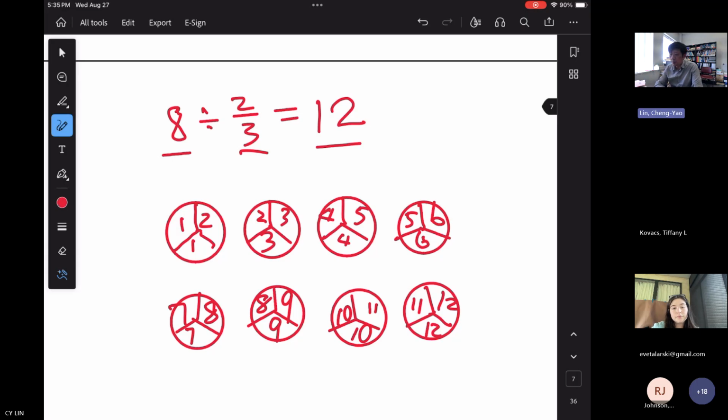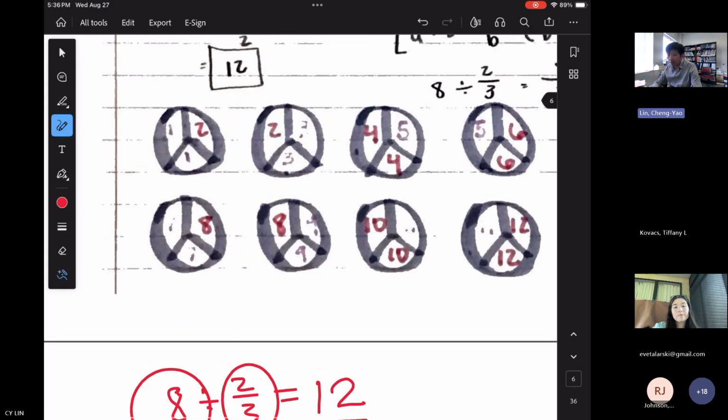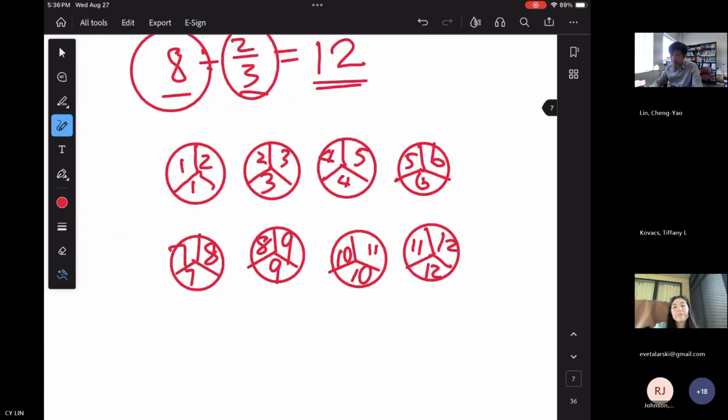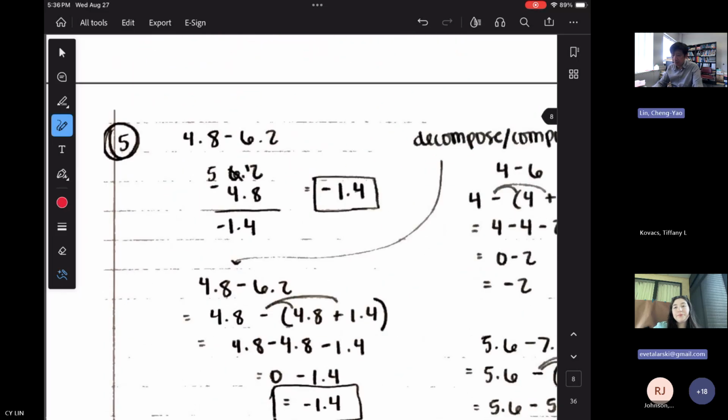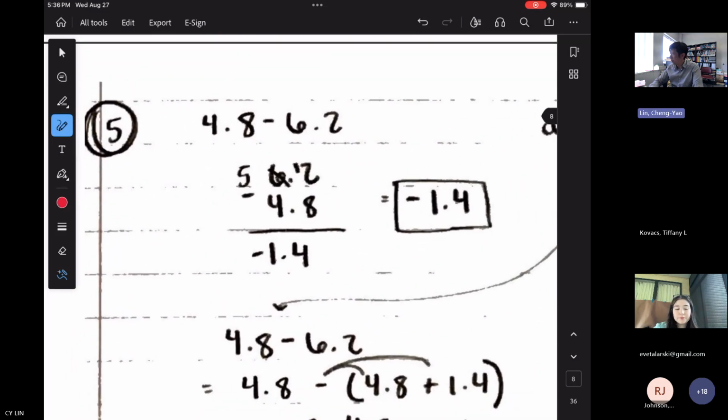So telling a story will help children understand this concept, right? So now, interesting. 8 is a pizza. 2/3 is a pizza. 12 is people. So pizza divided by pizza is not pizza. Pizza divided by pizza is people. So that's why we have 12 people. Does that make sense to you for this problem? Yes or no? Yes. Very good. Next problem, number 5.